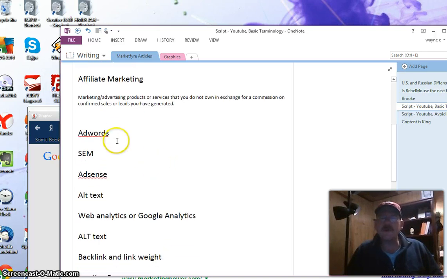The next thing is AdWords. AdWords is one of the major things that we're going to be looking at in Marketfyre here in the next couple weeks. AdWords is the opposite of organic results.